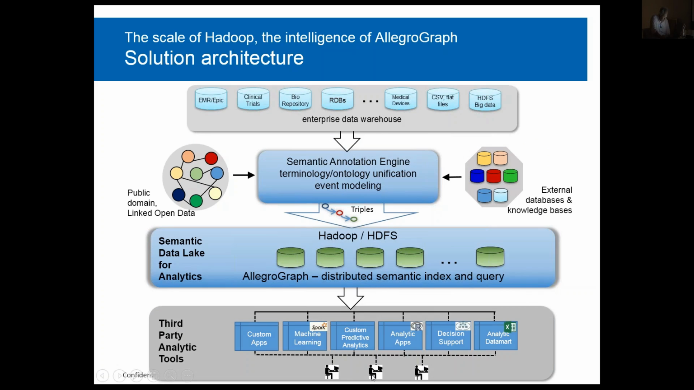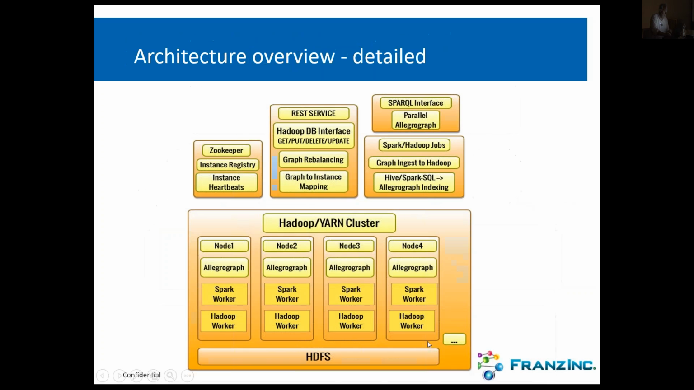And so, as I said before, we index it all, and then on top of that, you can write applications to do interesting stuff with the data. For example, machine learning or predictive analytics or cohort selection. I'm going to give you one demo here.